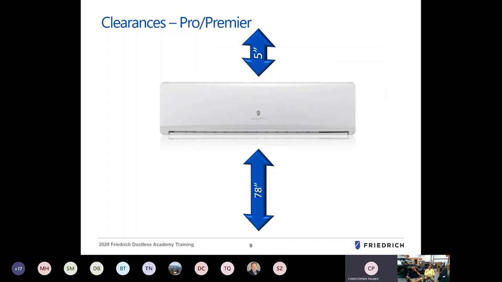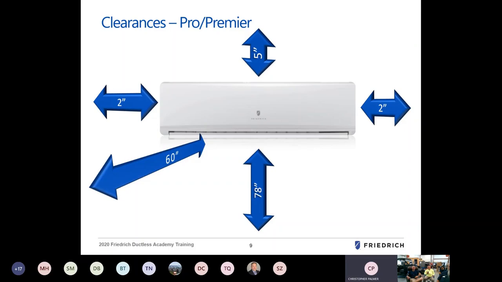Clearance, Pro and Premier. We have a 5-inch clearance from the top of the unit with a 70-inch clearance from the bottom of the chassis once it's mounted on the wall. We're also looking for approximately 2 inches left to right from any obstructions, corner inlets, doorway openings, etc. And then 60 inches to the front, so that you're not putting this in some kind of nook and cranny and expecting the air to make its way around it.